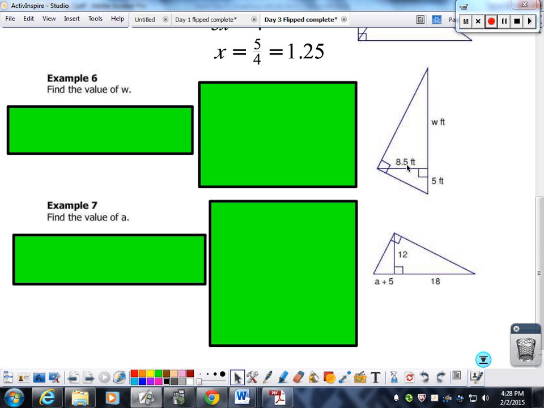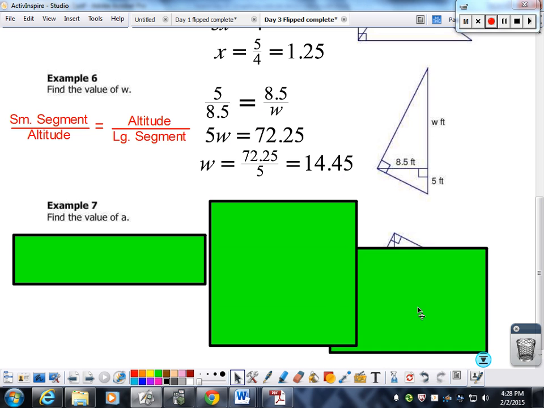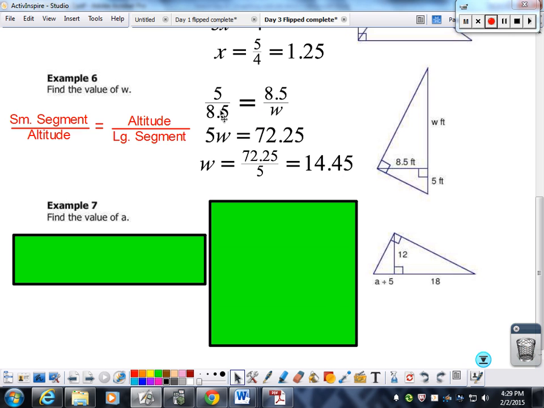Number 6, we want to find the value of w. Oh, that's 8.5. Can we do this with decimals? Yes, we can. We're going to do this the same way. The small segment over the altitude equals the altitude over the longer segment. So we plug in there, 5 over 8.5 equals 8.5 over w. 5w equals 8.5 squared, which is 72.25. If we divide that by 5, we see that w equals 14.45.